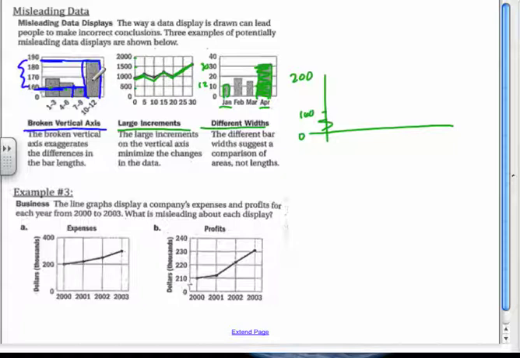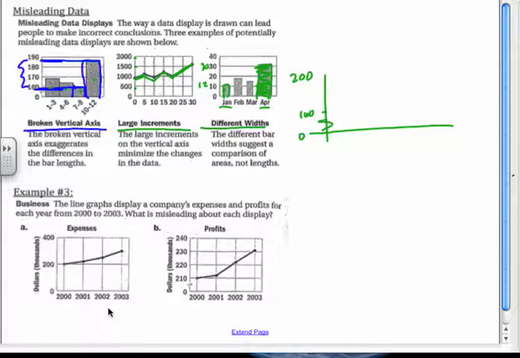So let's look at example number 3 quickly before we run out of time. Number 3 says, the line graph displays a company's expenses and profits for each year from 2000 to 2003. What is misleading about each one? Now this is the same data in each graph, right? But what is so misleading about A? What do you think about that one, Will?